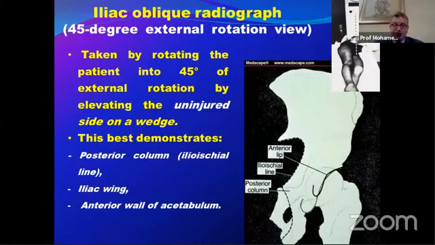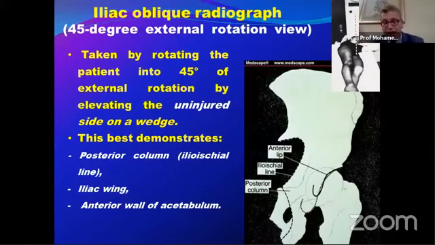Now we will start to speak about the different views. I have number 1, the iliac oblique radiograph. How to do the iliac oblique view? I have to rotate the patient 45 degrees. It's called the 45 degrees external rotation view, taken by rotating the patient into 45 degrees of external rotation. How? By elevating the normal, the sound side on a wedge.